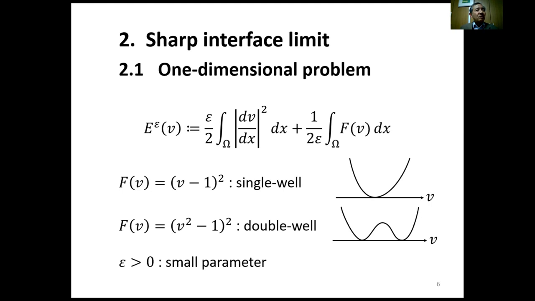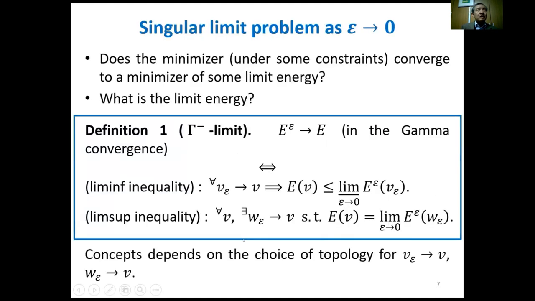If V is equal to a double well or a single well, this is a typical case, and the double well is more popular. Epsilon is a small parameter, and does the minimizer converge to the minimizer of some limit energy? What is the limit energy is a very fundamental question. Most of the audience knows this maybe, but let me say briefly the definition of gamma convergence.